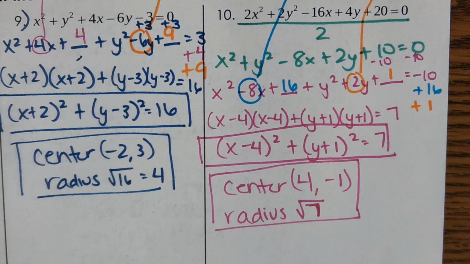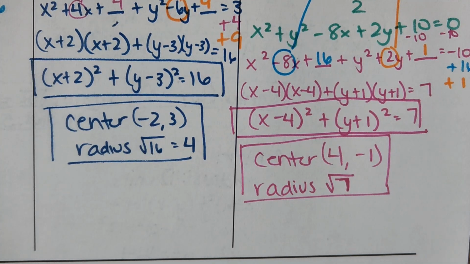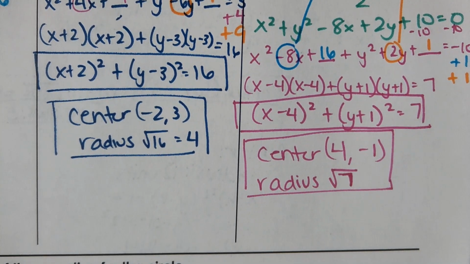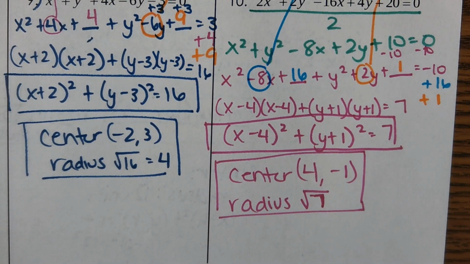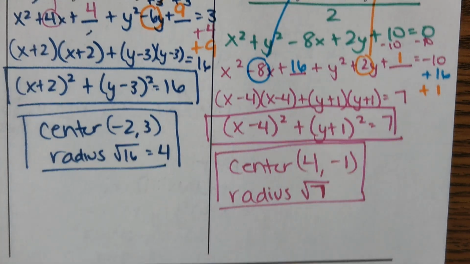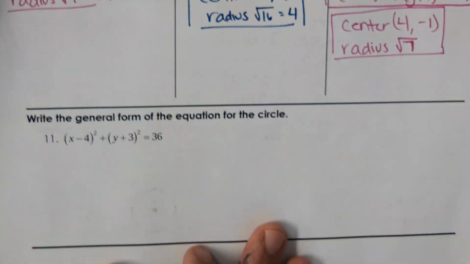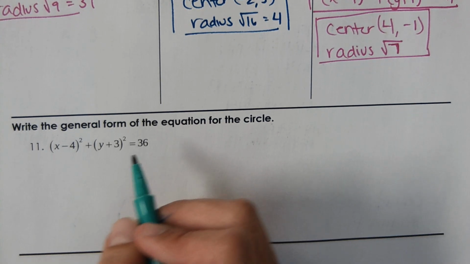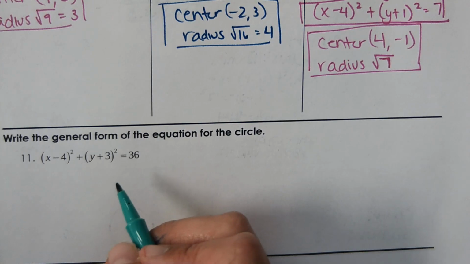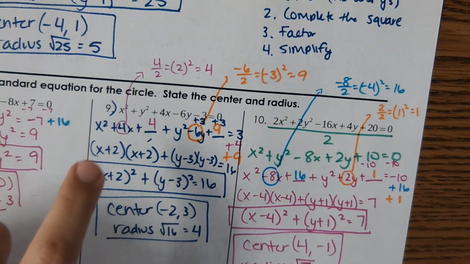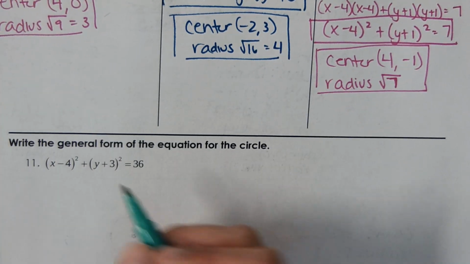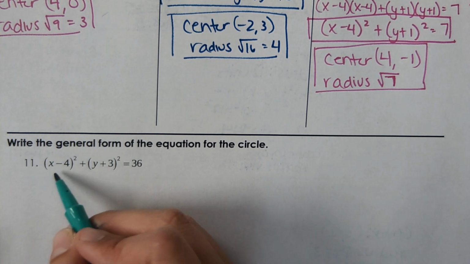Okay, one more question, and it's actually easier than the rest, in my opinion. Ready for the last one? Okay. The last one down here, we're going from standard form to general form. So it's giving us this format, and it wants us to get it into this format that they've been giving us. So the way we do that is we're going to factor this out.